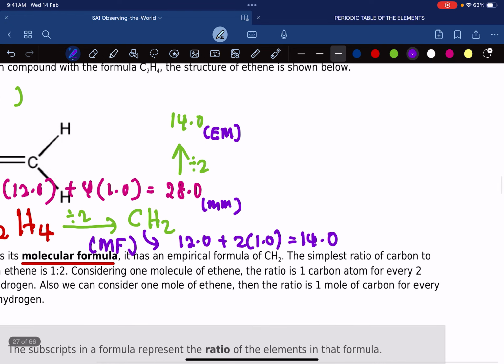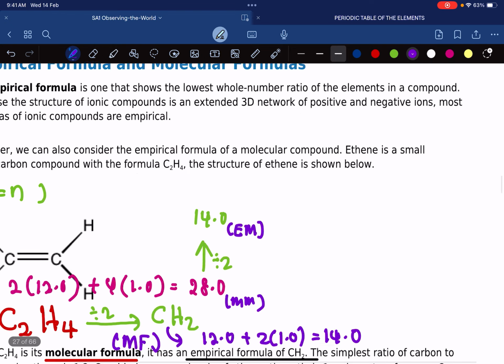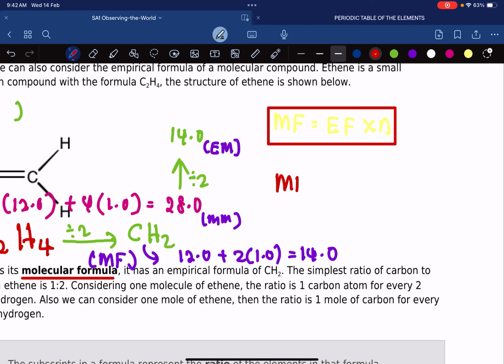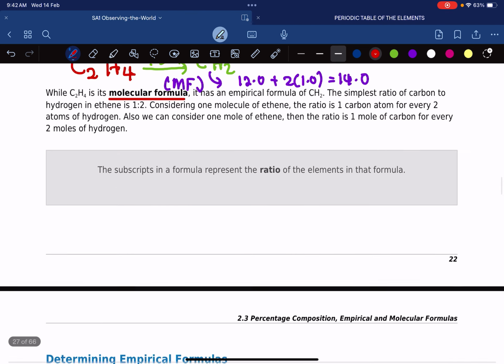So I'm going to show you a very simple formula that we are going to be using. The formula is: molecular formula equals empirical formula times n. I think the colors are not very clear, so I'll change colors. Okay, so that's 1. Then we have molecular mass equals empirical mass times n. Please remember this. So we've got 2 of these. Molecular mass equals empirical mass times n. Let's do some examples here.